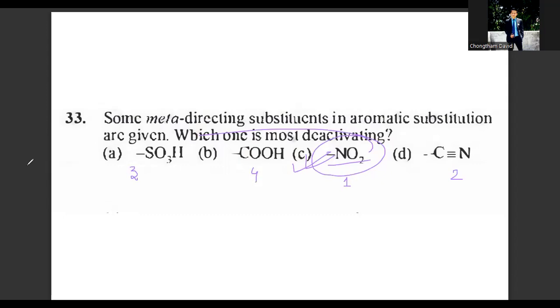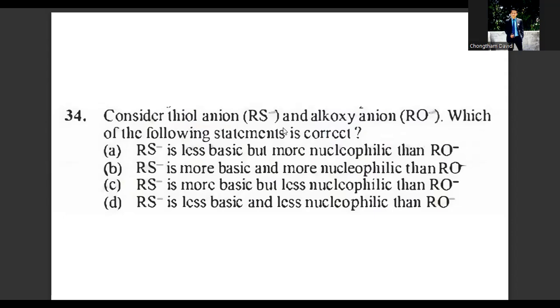Let's move to question number 34. Consider thiol anion and alkoxy anion. Which of the following statements is correct? So on moving down the group, the basicity and nucleophilicity are inversely related. That is, nucleophilicity increases while basicity decreases. And thiolate ion is more nucleophilic but less basic than alkoxide ion.